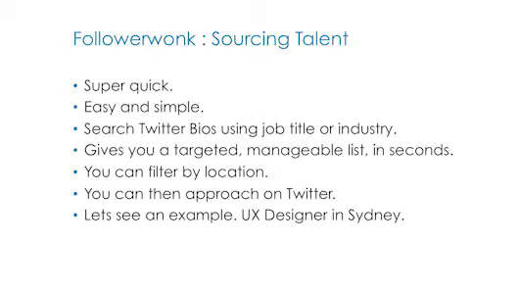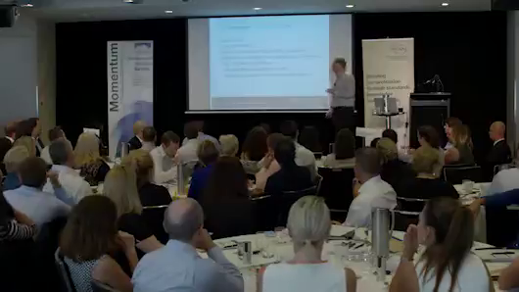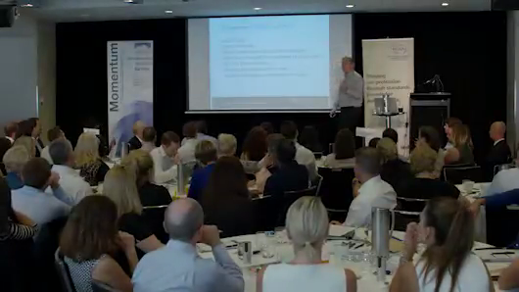It allows you to search Twitter bios. Now, if you understand Twitter, you've got your photograph, you've got your bio, which is 140, 160 characters, and people say what they do there. They don't always say what they do. Sometimes they say something silly like I support Spurs and like kitty cats, but often they will say that they are an accountant or a recruitment consultant, whatever they are. So you can use Followerwonk to filter by location and get a pool of candidates.